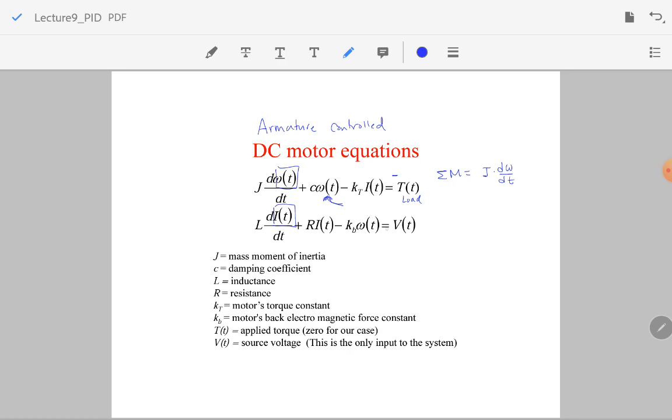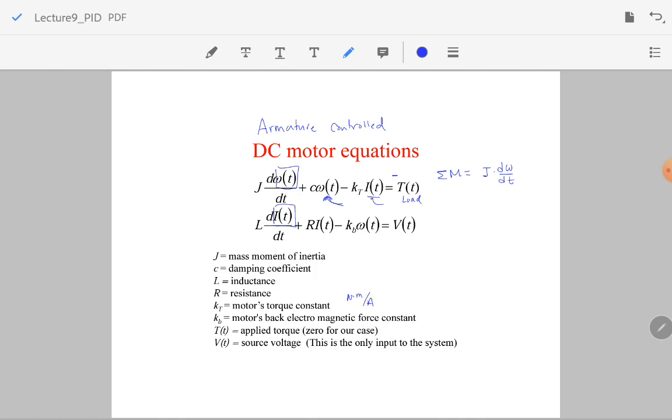And the third source is the torque provided to the motor by the armature circuit, which is proportional to the current in the circuit. So this KT is the motor's torque constant, and this is a number that can be found in the data sheets of the motor that you purchased. The unit of the motor's torque constant will be Newton meter, which is the unit of torque, divided by amp.